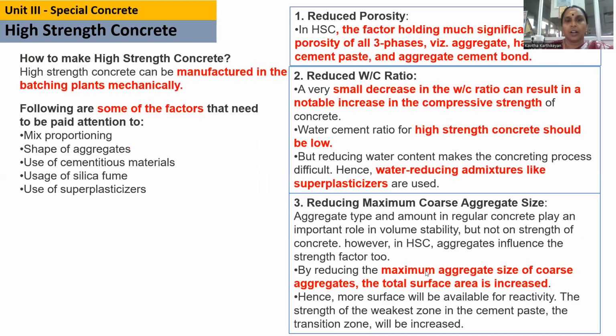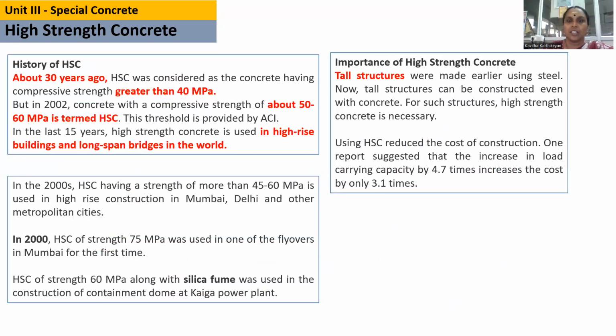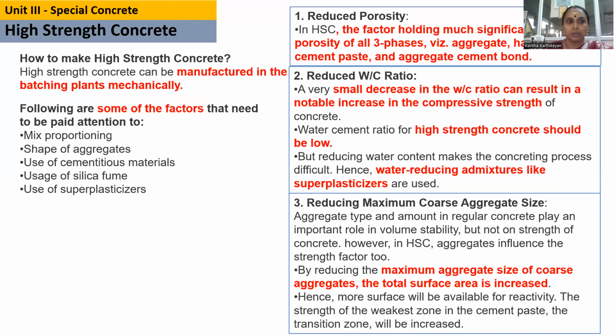So seeing the differences, we could understand that high strength concrete is achieved by reducing the water cement ratio, increasing the cement content, reducing the size of the coarse aggregates, and increasing the size of the fine aggregate. So this is the strategy which has been used for making high strength concrete.